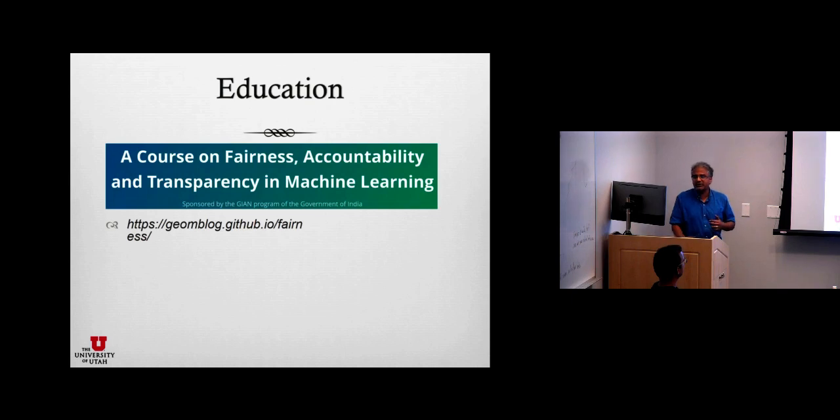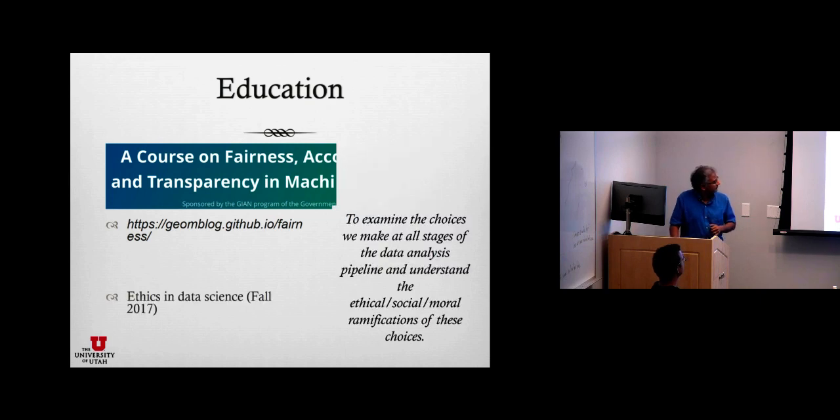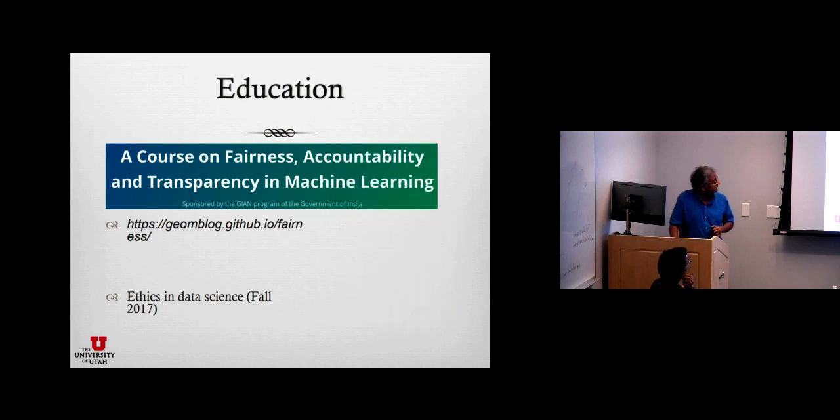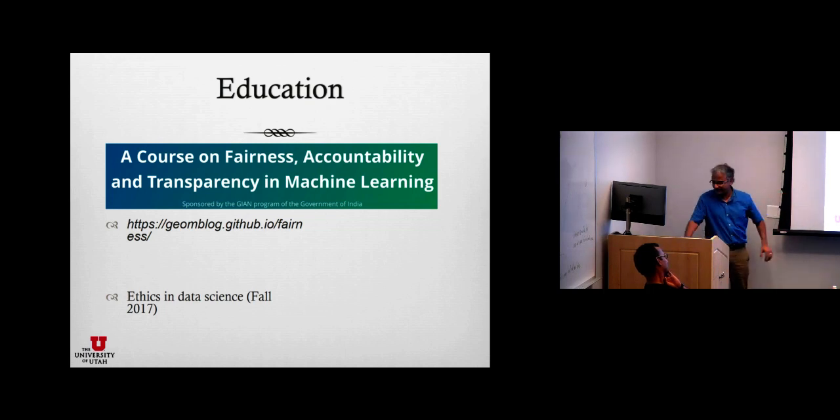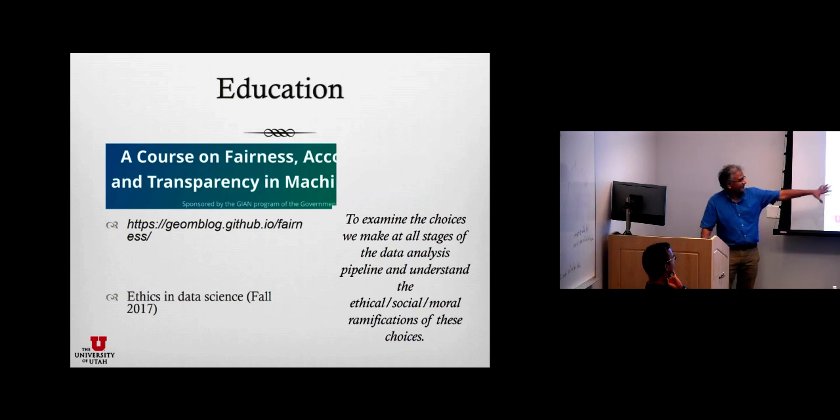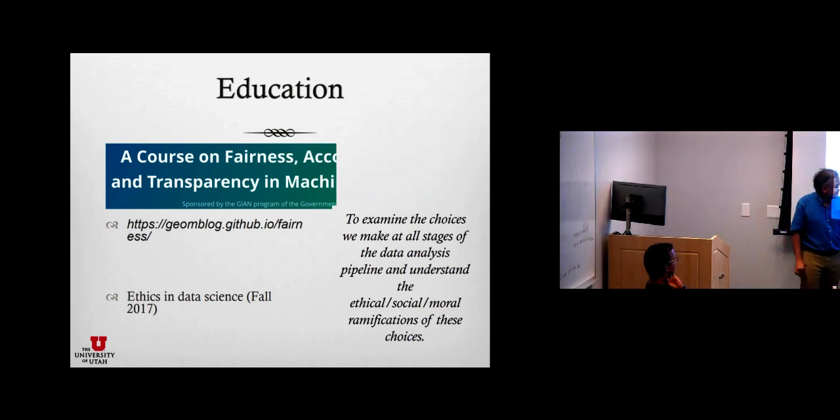Some of the things I've taught various classes on this. I taught a short course on fairness, accountability, and transparency. I taught, what happened here? Oh, something weird happened here. Okay, this is why one Windows animation. Okay, fine. So I taught a class. What I want to say is that most recently I taught the class in ethics and data science. This was in last fall. Maybe I can get the blurb. Yeah. So this is the blurb for the class.